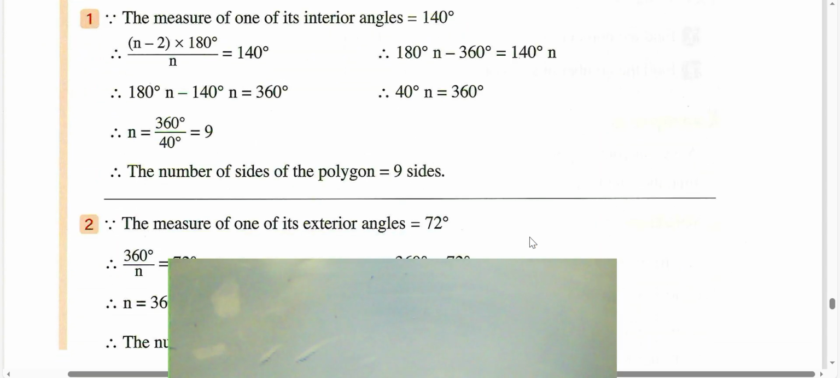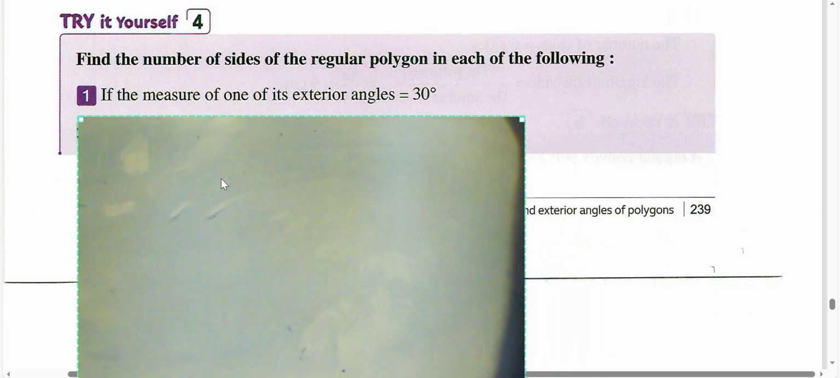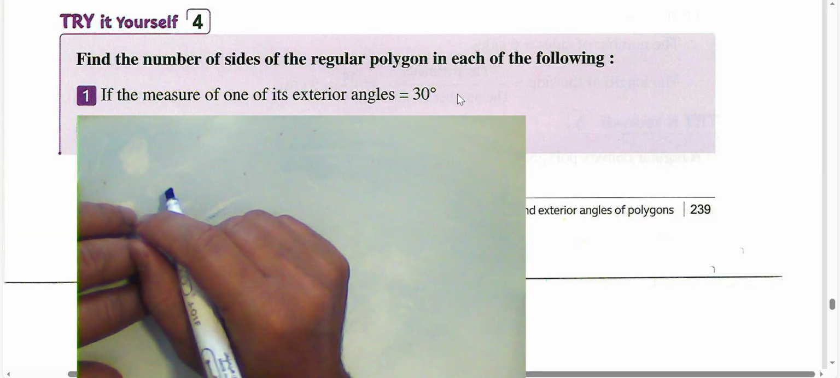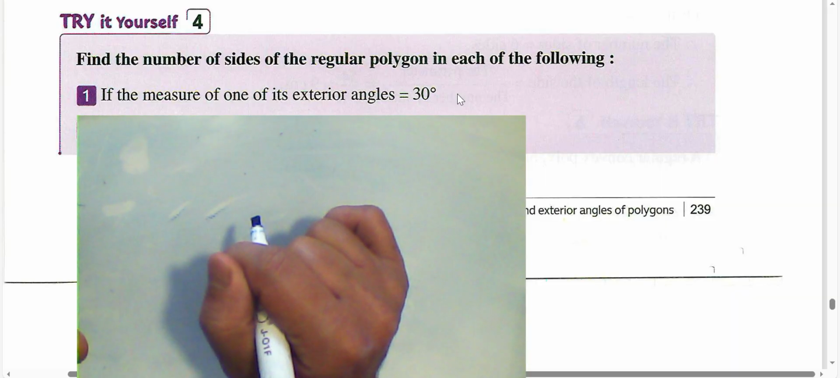Now I will solve with you. Try to solve here. Number 1, find the number of sides of a regular polygon in each of the following. Number 1, if the measure of one exterior angle is 30 degrees. He gives us 30 degrees as the exterior angle, so you must find the interior angle.